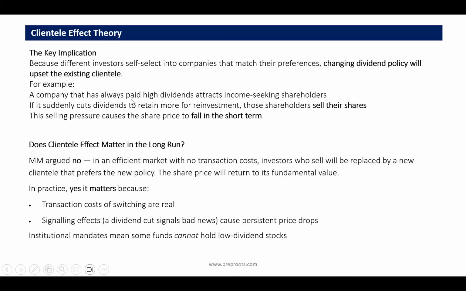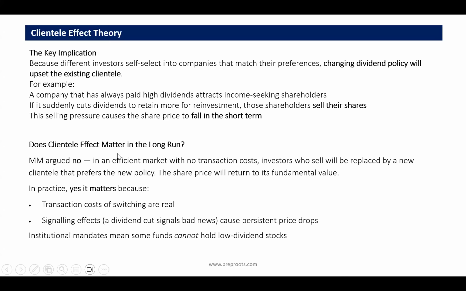For example, a company that has always paid high dividends attracts income-seeking shareholders. If it suddenly cuts dividends to retain more for reinvestment, those shareholders sell their shares, and the selling pressure will cause the price to fall in the short term. I give you a real example. FFC recently, in this January, paid less dividend, and its share price went from 700 to 550. It went down. People don't like it.